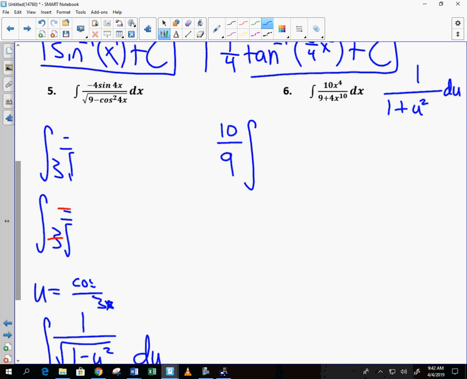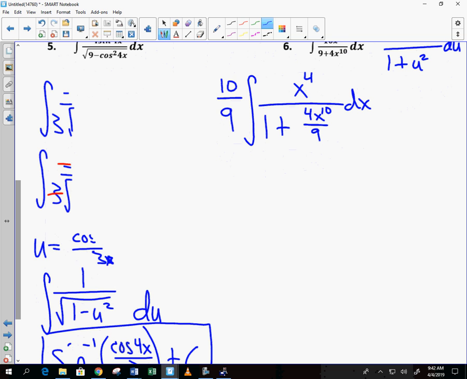What's left in the top? X to the 4th. What's left in the bottom? 1 plus 4x to the 10th over 9 dx. Can I write that as a perfect square? You sure can. And I have 10/9 integral x to the 4th over 1 plus, what is that thing being squared? Yep. 2/3 x to the 5th quantity squared.